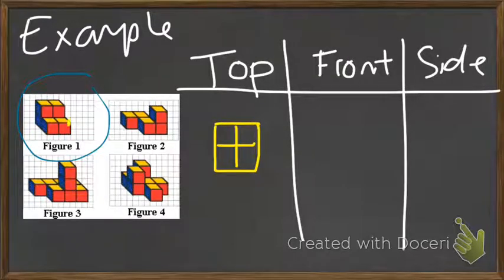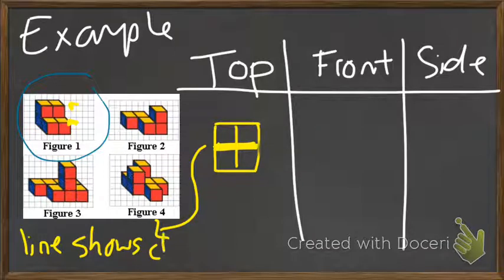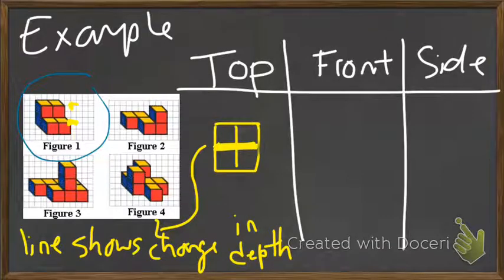Now, we must show that there's a change in depth. So right there, that's our thick line, right? That shows a change in depth. I'm going to write that down. Line shows change in depth. So that's our top view. For our front view, our front is in red, so we're going to do it in red. And it is exactly the same. And again, keep in mind, there is a change in depth. There we go.